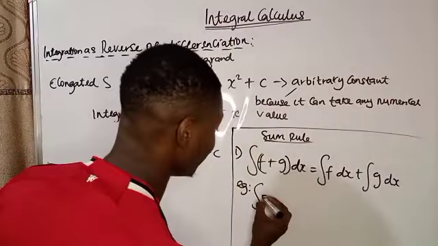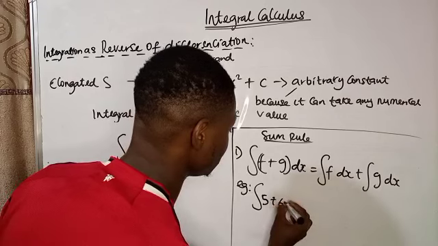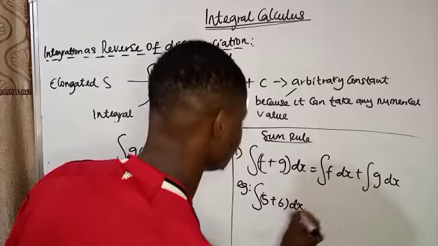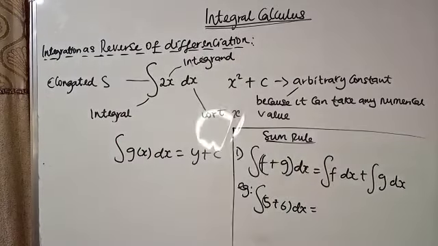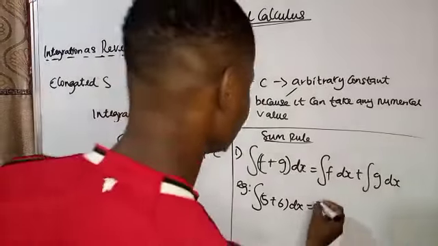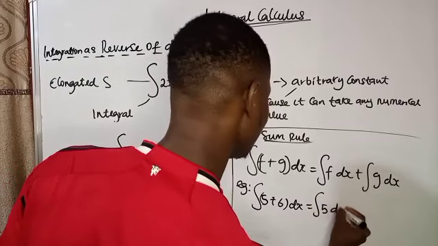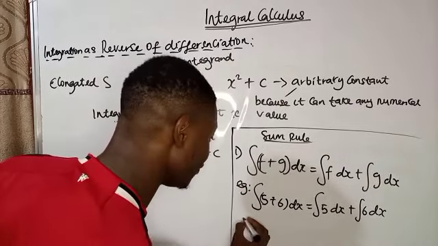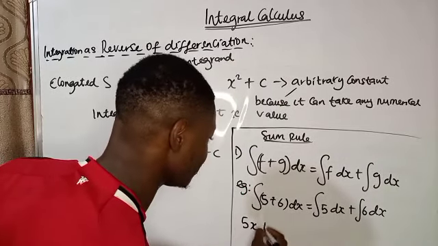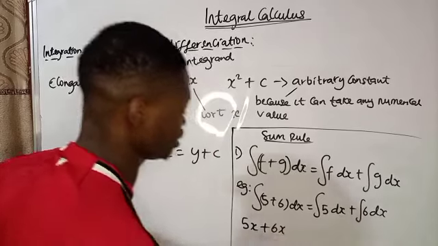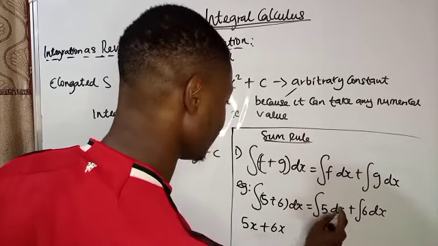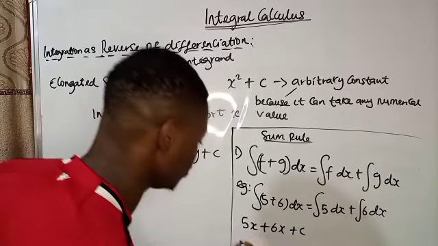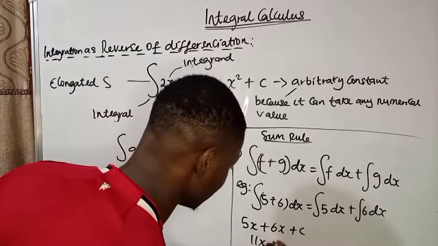So if I have the integral of 5 plus 6 dx, what is it equal to? I hope this is showing you. It is equal to the integral of 5 dx plus the integral of 6 dx. The integral of 5 gives 5x, plus 6x, plus c. Remember your c. That gives 11x plus c.